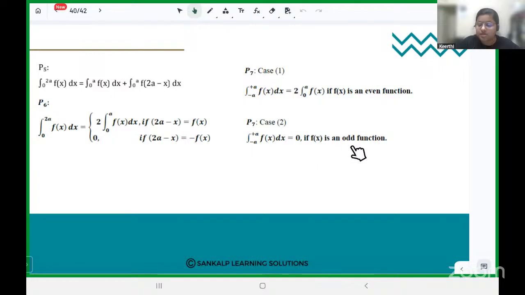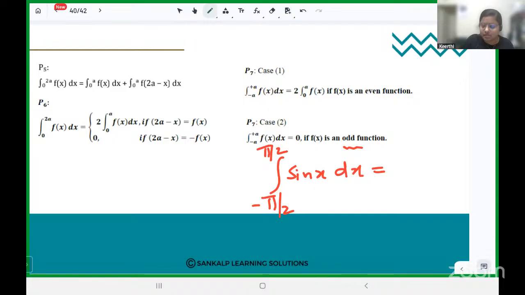Now, if f of x is an odd function, then it is very easy. What will be the value of integral minus a to a f of x dx? It will be 0. So for example, sine is an odd function, right? So take integral minus pi by 2 to pi by 2 of sine x dx. What will be the value of this? According to the property, since sine x is an odd function, varying from minus a to a, that is minus pi by 2 to pi by 2, the value of this integral is nothing but 0.